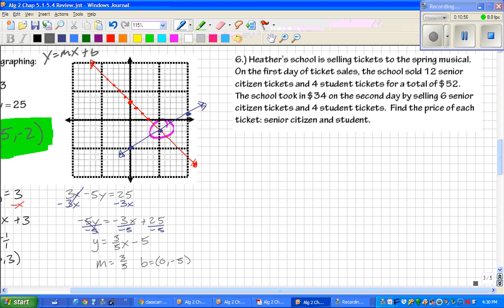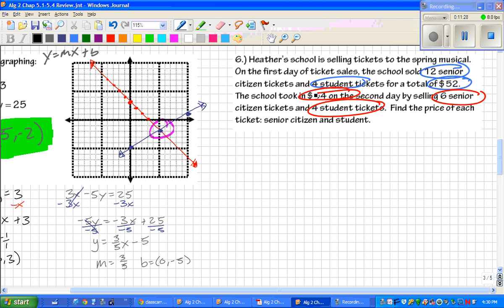Alrighty, number 6. It says Heather School is selling tickets to the spring musical. On the first day, the school sold 12 senior citizen tickets and 4 student tickets for a total of $52. The school sold $34 on the second day, selling 6 senior tickets and 4 student tickets. Find the price for each.